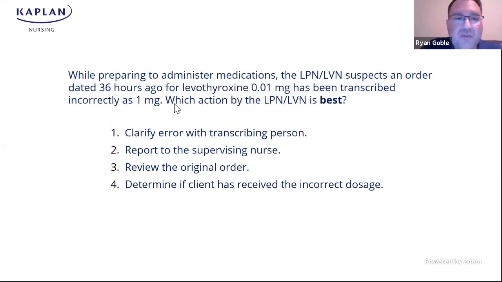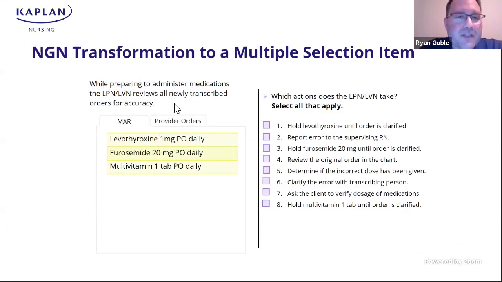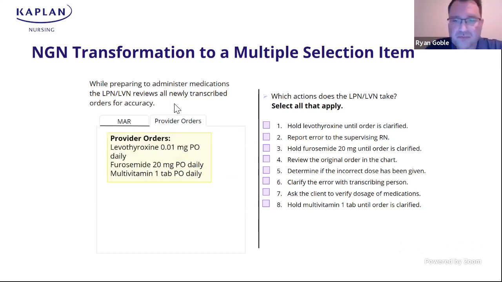Here's another one, and it's about levothyroxine. The LPN/LVN suspects an order dated 36 hours ago has been transcribed incorrectly. Which action does the LPN/LVN take? What is best? Here we flipped it and we turned it into a multiple selection item. We have 8 answer choices provided. And on the left-hand side of the screen, we provide the MAR and the provider orders. So the credited answers would be 1 and 2. Hold the medication until it's clarified and report to the supervising RN.